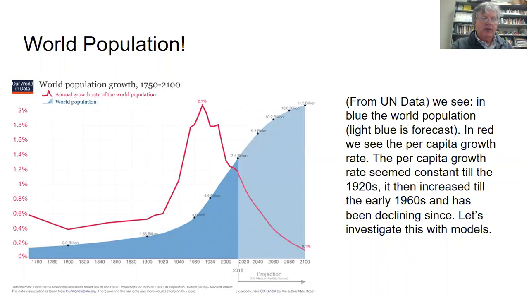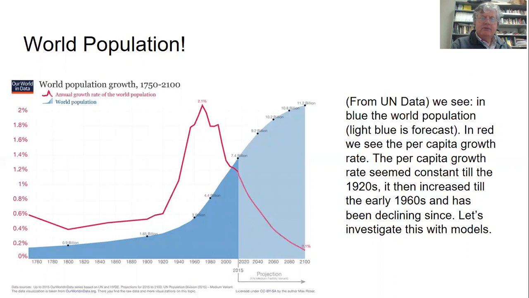It looked around 0.6%. And then in the 1920s, you can think about reasons why that would be: better sanitation and health and food supplies and all this. So basically what happened was people stopped dying as much, but they still were basically having as many babies as before. So the growth rate shot up to like 2%, and that was kind of like the peak around the early 60s.